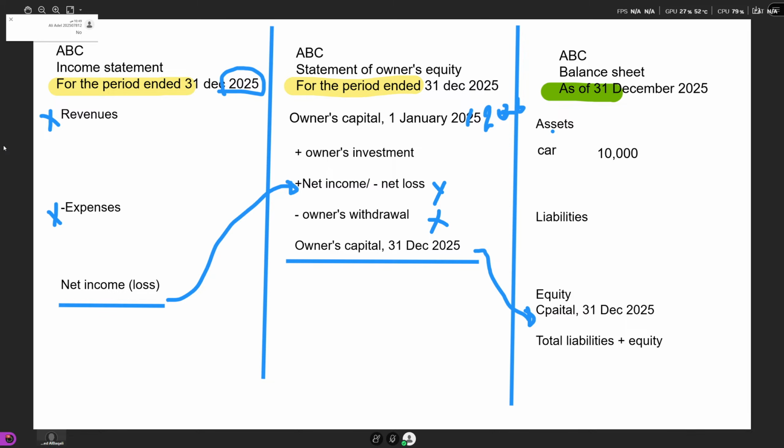Okay, perfect. Now, what I'm trying to say in this discussion is that some accounts are only relevant for one accounting period. Other accounts are relevant for more than one accounting period. And because of that, we can classify our accounts in accounting into two categories. Some accounts are temporary, and some accounts are permanent.